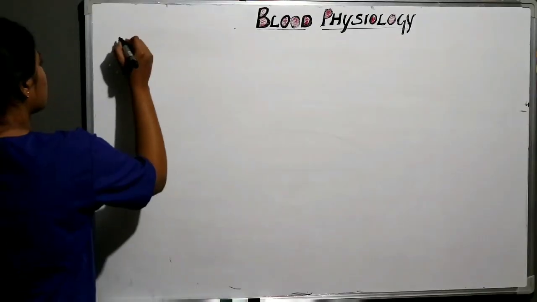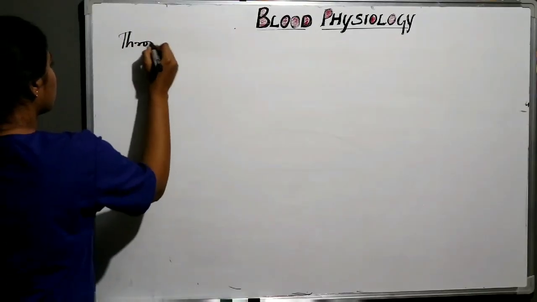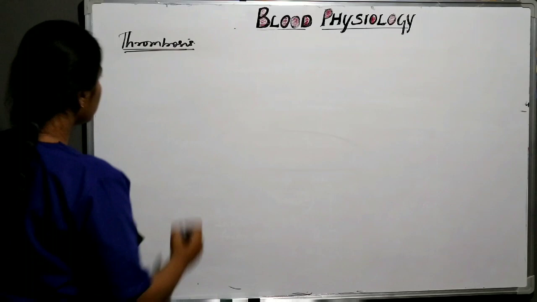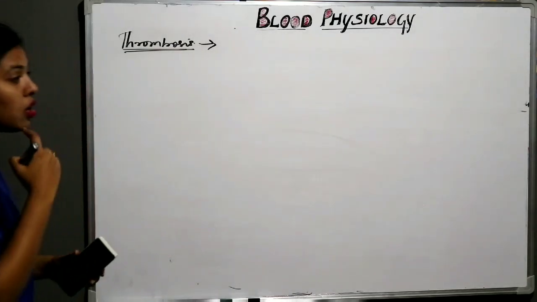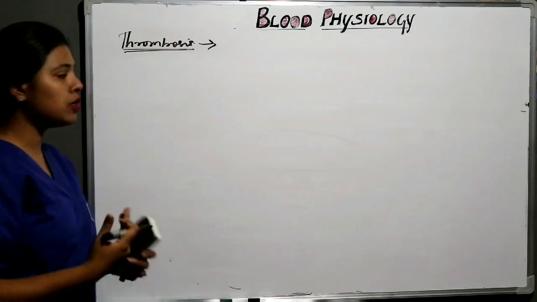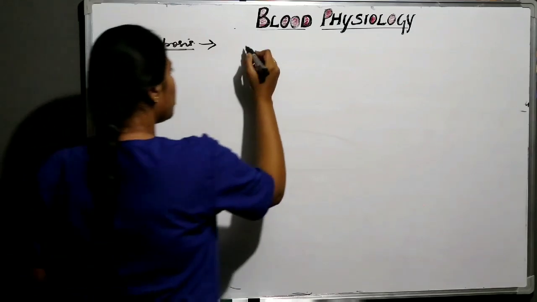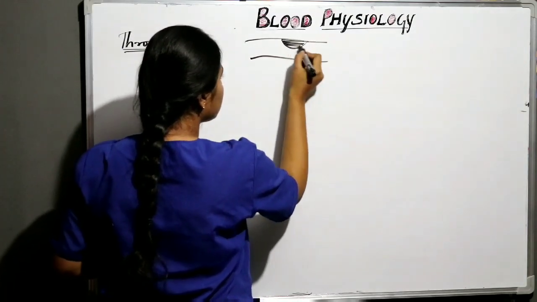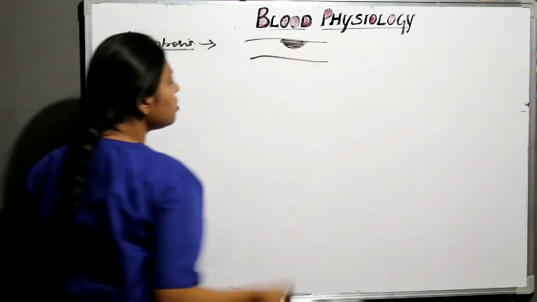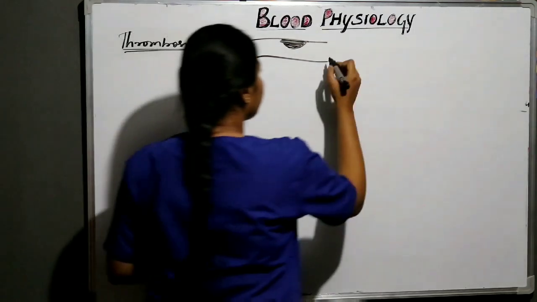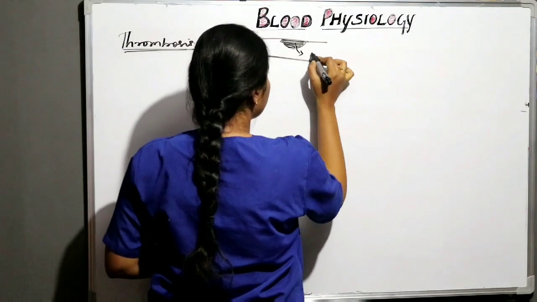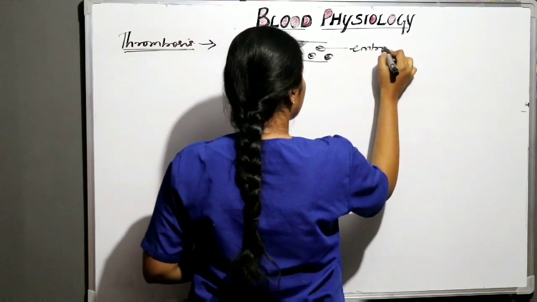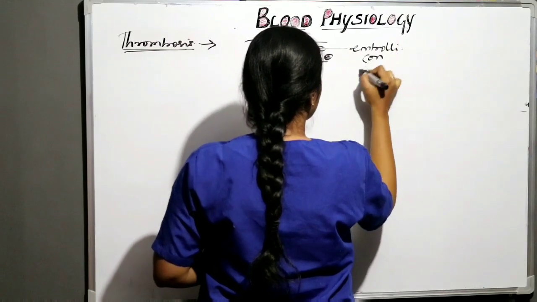Then next we will be discussing about thrombosis. So what is thrombosis? When it occurs? After a blood clot, if a fibrinolysis occurs, it is a normal process. If fibrinolysis does not occur, a thrombus is formed inside the vessel. If the thrombus breaks and it enters into the circulation, it is called as emboli or embolus.